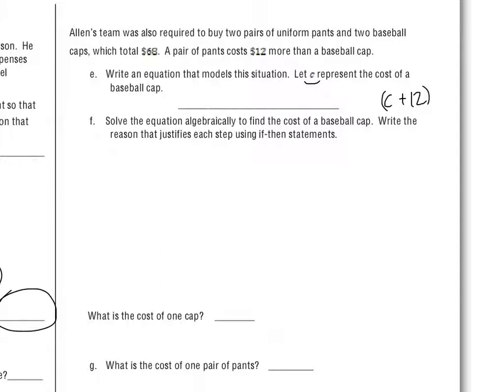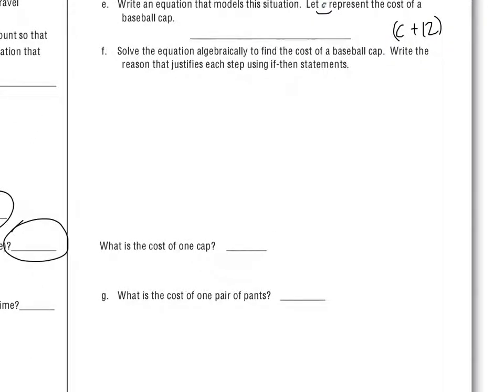This equation obviously is going to have some parentheses in it as you're grouping the cost of the pants as being C plus 12. When you're solving the equation, you're going to have to do some simplifying first before you can legitimately solve it using inverse operations. So think about doing distributions, combining like terms, all of those other skills that we've learned.